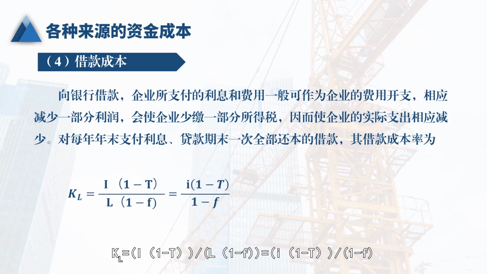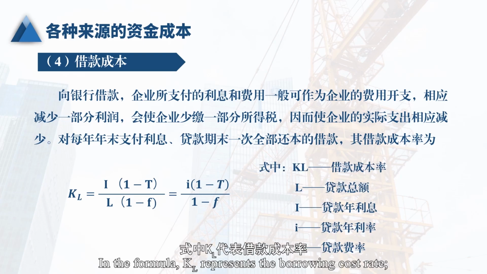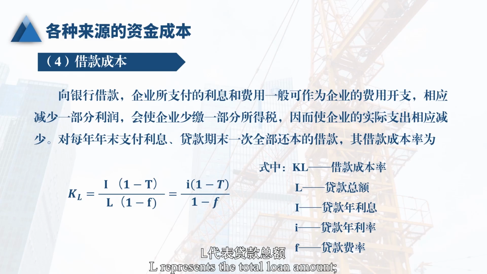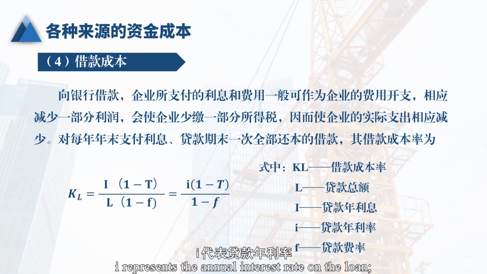K_L = I × (1 - T) / [L × (1 - F)] = i × (1 - T) / (1 - F). In the formula, K_L represents the borrowing cost rate. L represents the total loan amount. I represents the annual interest on the loan. i represents the annual interest rate on the loan. F represents the loan fee ratio.